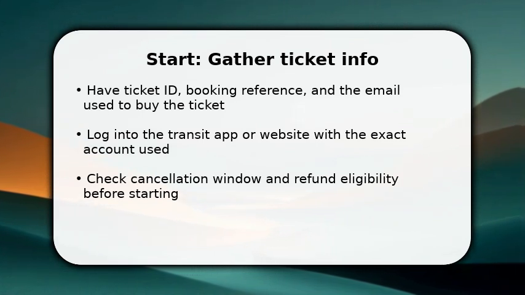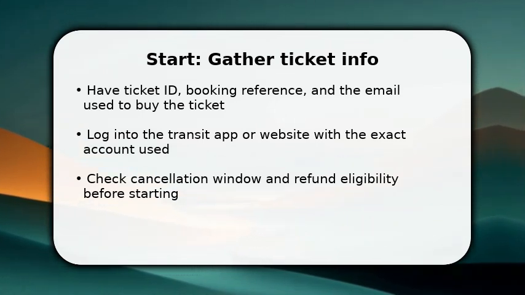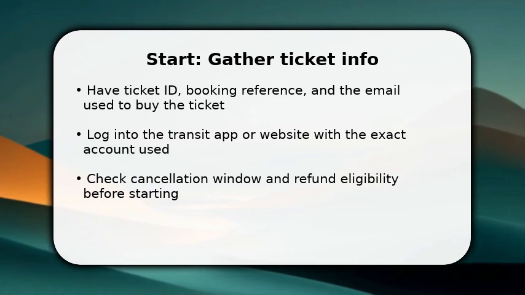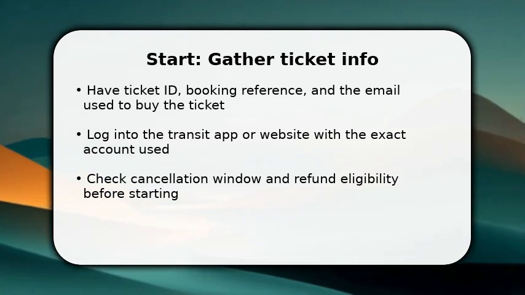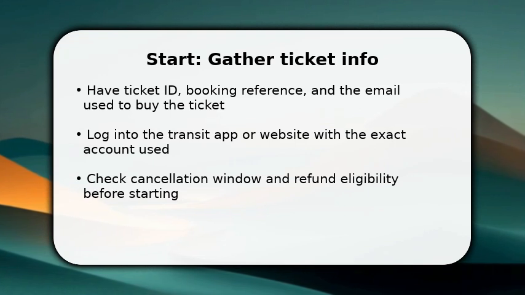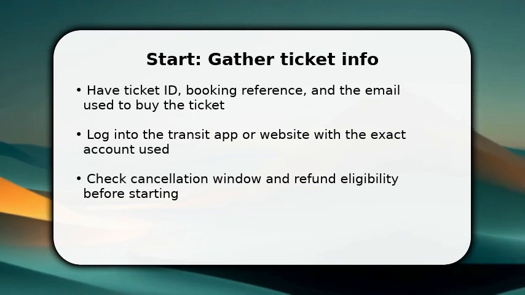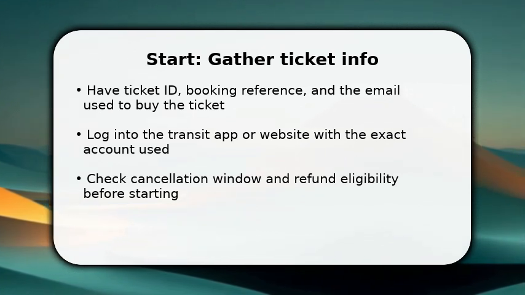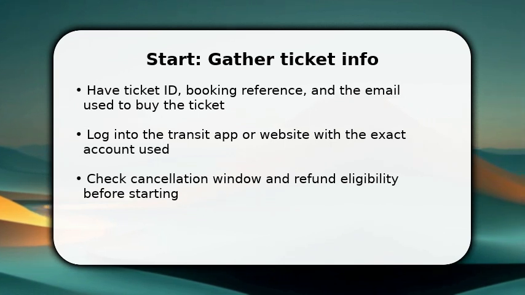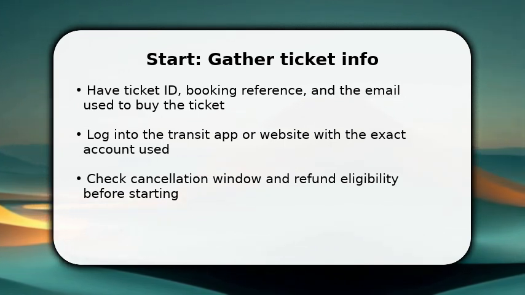Log into the Transit app or website using the same account and password you used for purchase. Once logged in, open your Bookings or Purchases tab and locate the Metro ticket. Make sure to verify the cancellation window and any refund policy shown on that ticket page. Doing this now prevents surprises when you request cancellation.